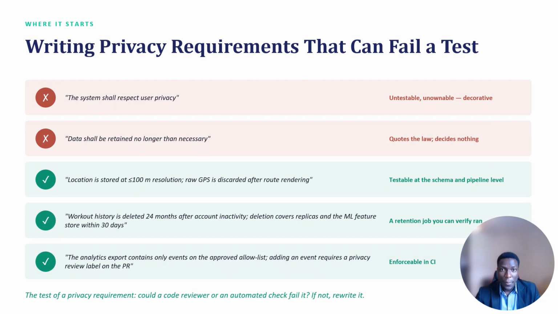Now, privacy work enters the software development lifecycle as requirements, and most privacy requirements are actually terrible. For example, "The system shall respect users' privacy." This is untestable, unownable, and it seriously looks decorative. Or "Data retained no longer than necessary." That's basically quoting the law and not making a decision.